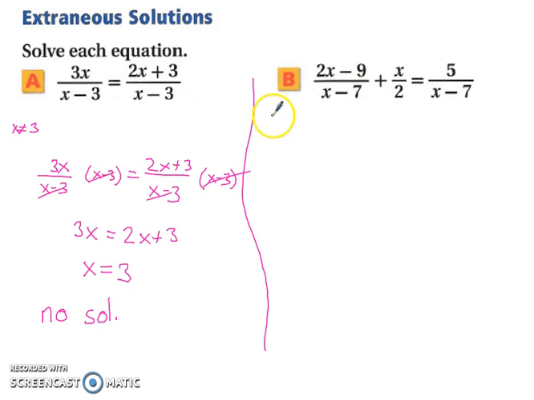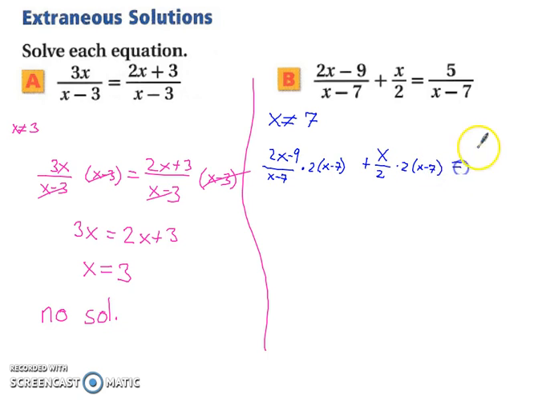Looking at our denominators, we know that x cannot equal positive 7. So with that, let's solve. So we want to get rid of these denominators, and to do so, we're going to multiply everything by the denominators that are there. So our 2x minus 9 over x minus 7, we're going to multiply that by 2 and x minus 7. And then we're going to do the same thing to this next one. So we have x over 2. We're going to multiply that by 2 and x minus 7 as well. And we're going to do the same thing to our last piece. So our 5 over x minus 7 is also going to be multiplied by 2 and x minus 7.